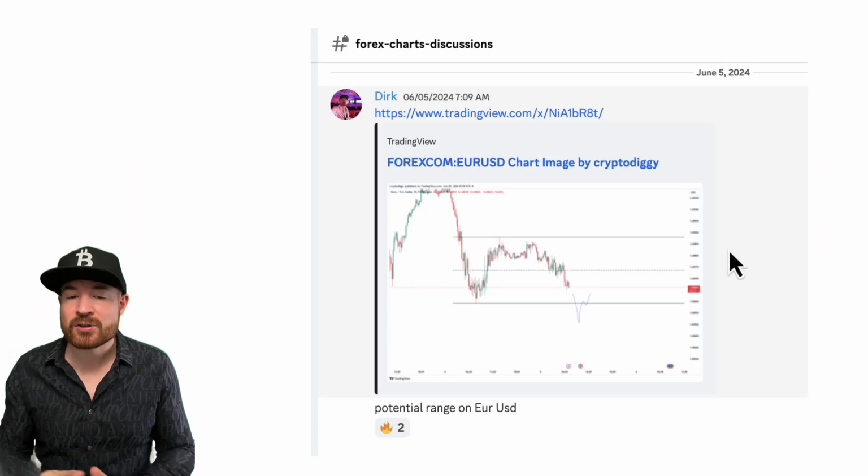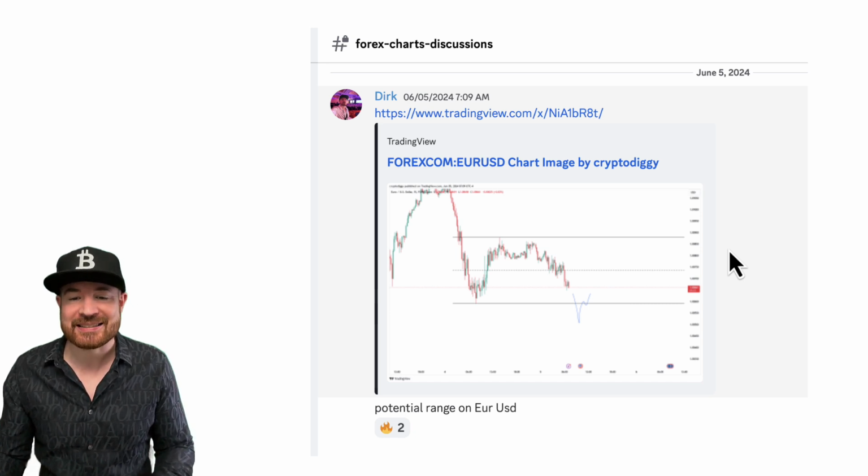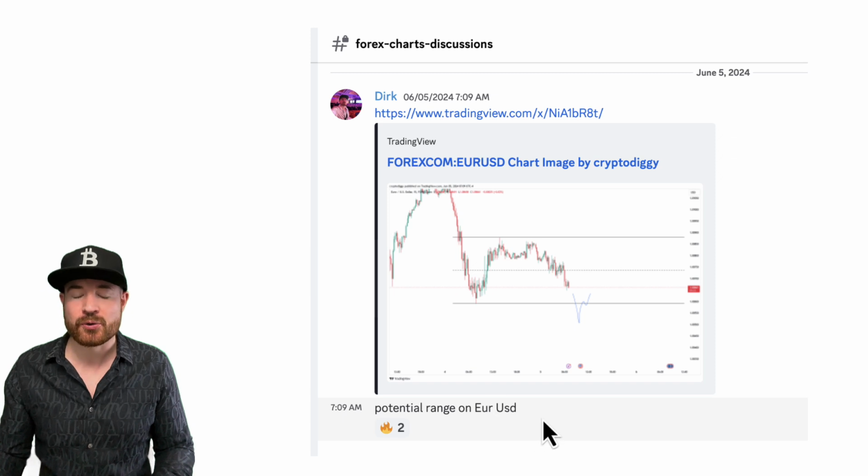So as always, I did call this trade beforehand, before it actually set up that way. And that's important to know because anyone can do hindsight analysis when you know what's going to happen. It's a different story when someone calls it in advance and then it plays out exactly in that way. So you can see here in my VIP Discord in Forex chart discussions, I'm calling out this potential range setup on Euro US dollar. Let's take a look at what happened.